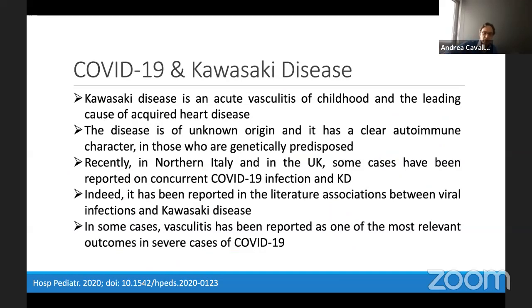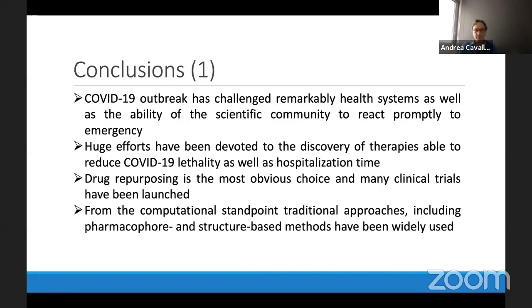Let me skip this because it's conceptually pretty complex, and I'm at the end of my presentation. So, the COVID-19 outbreak has challenged remarkably our health systems, but I would say also the ability of our scientific community to react promptly to an emergency. And a huge effort has been devoted to the discovery of therapies, and drug repurposing, in many different fashions, computationally or simply based on clinical experience, has been the most obvious choice now.